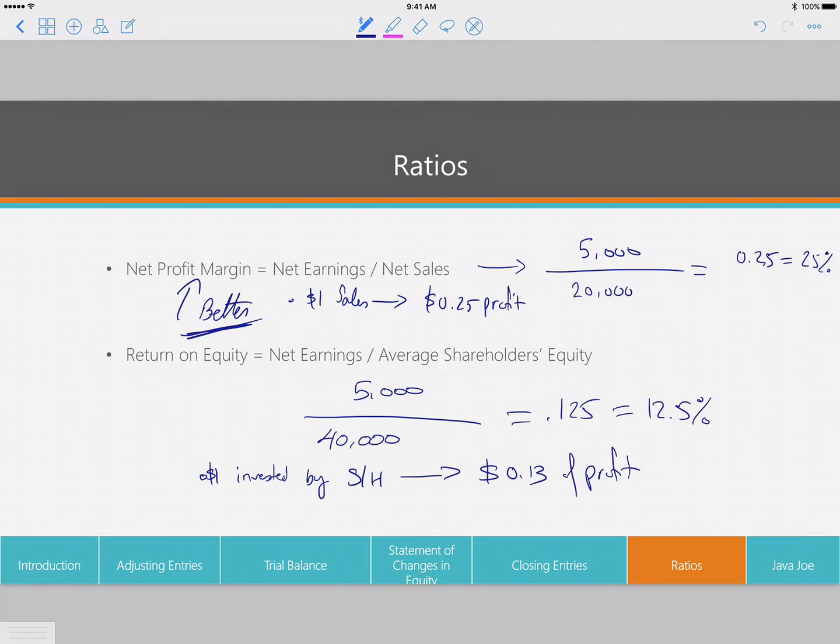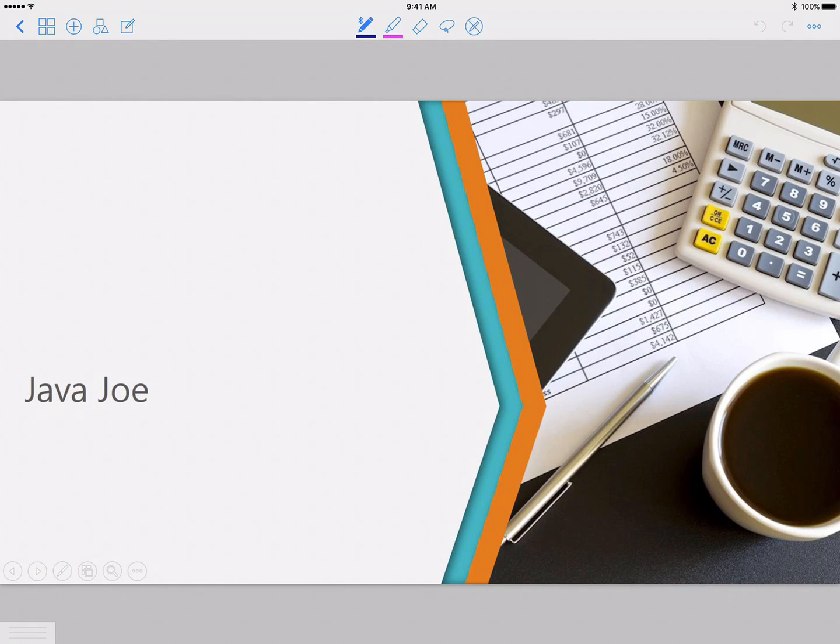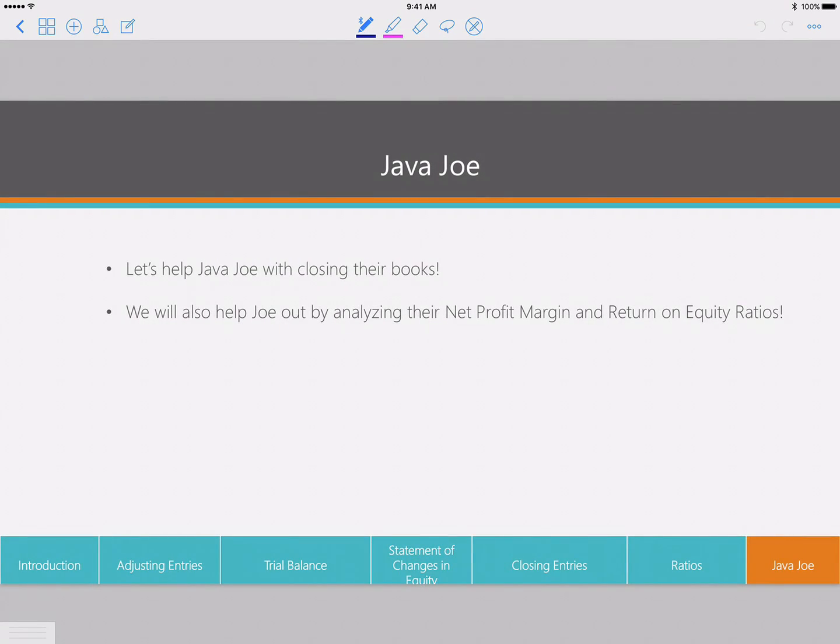And as I mention every lesson, we're not going into depth about ratios. You have to read your textbook. You have to read more about the strengths of each ratio, the weaknesses, because they're not perfect, and they should be used to give you a general picture of the company. So we're now going to go to our buddies in Java Joe, and we are going to help them out. We are going to help them with closing their books, and we're also going to help Joe out by analyzing their net profit margin and their return on equity ratios, and we're going to discuss what this means for them.